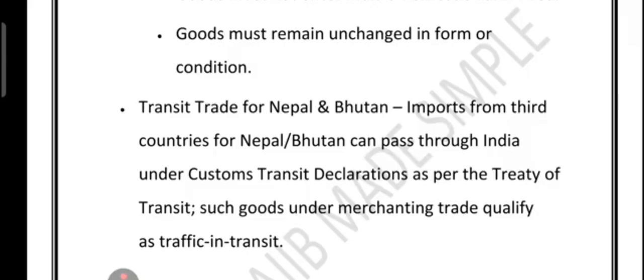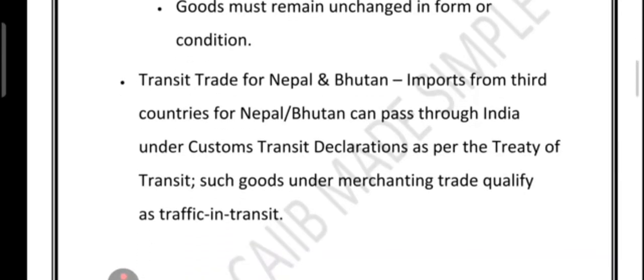So I told you that in some gold imports, nominated banks can import gold on consignment basis. STH, PTH can also import gold on document against payment basis. And lastly, we talked about merchanting trade, when goods are bought from one country and sold to another country without entering India's domestic market. That is called merchanting trade, right? So the goods should remain in the same form.